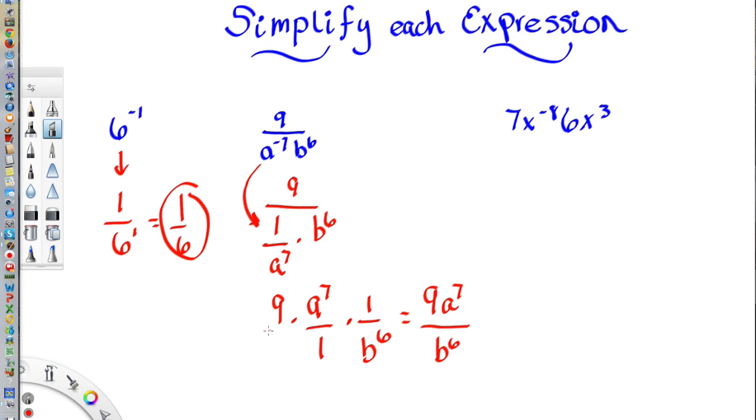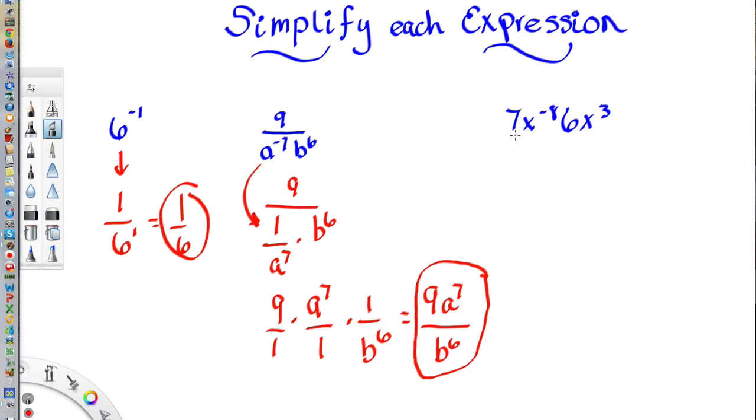And if you feel better about it, I can put 9 over 1 just so you see what's going on there. 1 times 1 times 1 is b to the 6th power. There are no common terms that I can combine or simplify in any way. And let's look at our third example. We have 7x to the negative 8th power times 6x to the 3rd power.